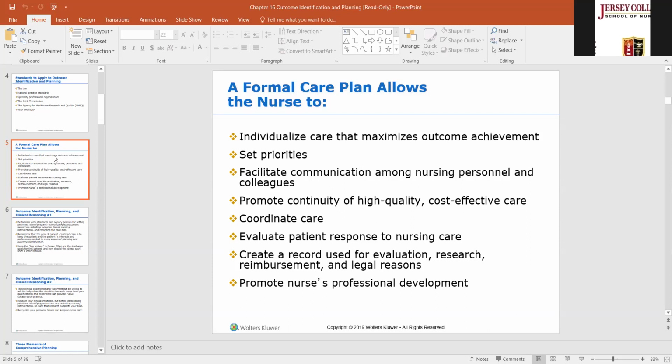We will communicate among other nursing personnel and our colleagues to promote this plan of care and make sure that everybody's on the same page. This is going to help provide a continuity of high quality and cost-effective care. It will help us coordinate that patient care. It'll help us evaluate the patient's response to the care because everybody's on the same page. We're all following the same regimen. We're creating a record. We can use that record for evaluation, research, reimbursement, and any other legal reasons we might need it for. And it helps promote you as a nurse towards professional development.